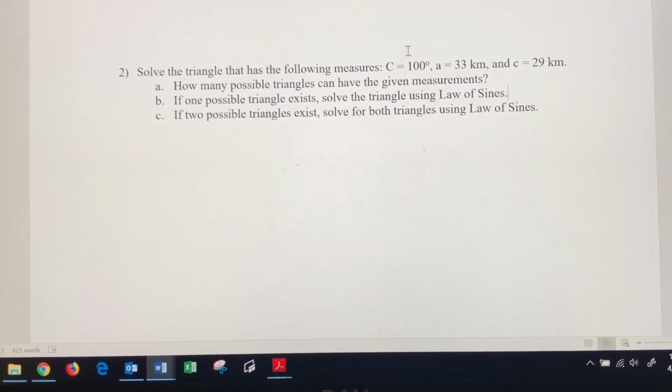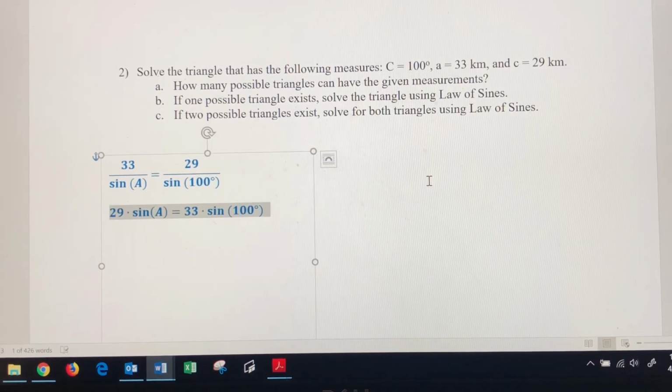So I know side C and angle C, and I know side A. So I'm going to use A over sine of A and C over sine of C as my ratios. So I want to write that equation: A over sine of A equals C over sine of C. Cross multiplying like we have been doing, I want to divide now by 29.